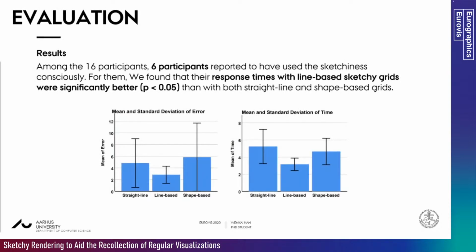Among the 16 participants, 6 participants reported to have used the sketchiness as a reference for relocation intentionally and consciously. For them, we found that their response time with line-based sketchy grids was significantly better than with both straight line and shape-based grids. This also corresponds to what participants reported in the post-study interviews. Some participants stated that the line-based approach would generate more distinctive-looking local areas that would help them as additional anchors to relocate the previously highlighted cells.